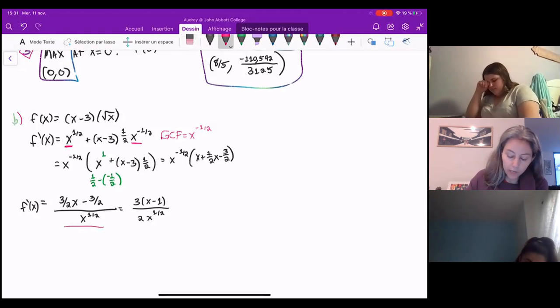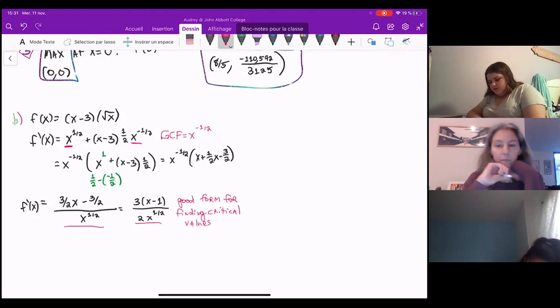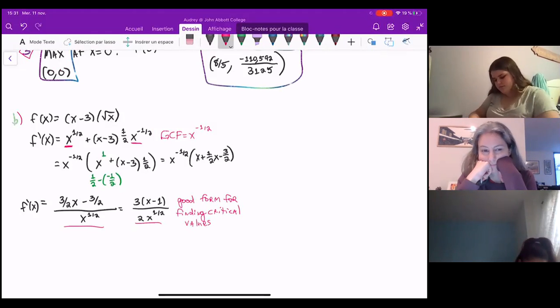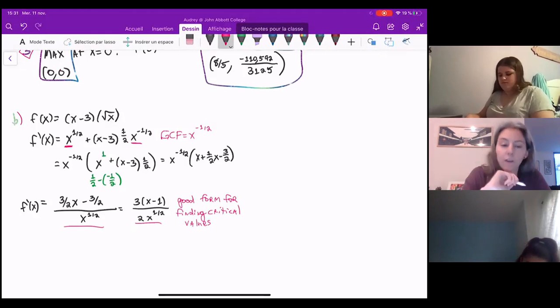And either of these is a good form for finding critical values. Is it the best form for finding the second derivative? Do I have a quotient rule right now? Can I get rid of that quotient rule?